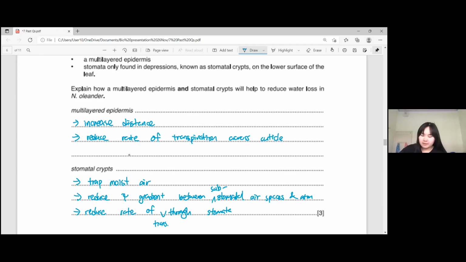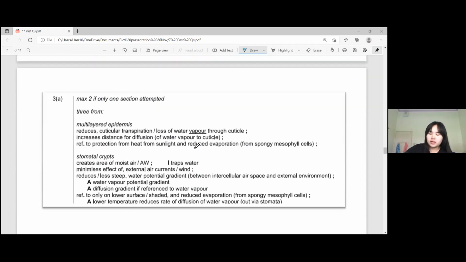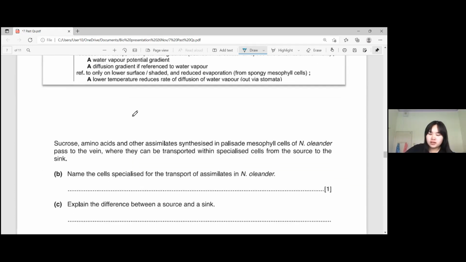One thing that I do here is I actually write across the cuticle and through the stomata. I don't know if it is needed, but there are three types of transpiration: through the stomata, across the cuticle, and out from the lenticels. So I'm just mentioning which type of transpiration is happening here. Then here is a marking scheme. So we move on to the next one.